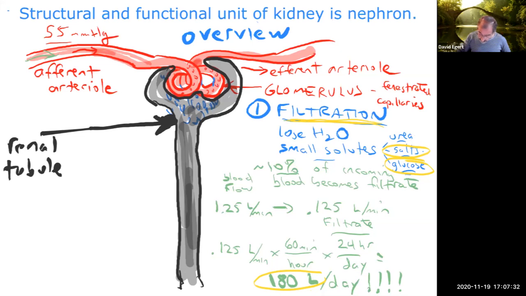This glomerulus, which is capillary beds, the draining is the efferent arteriole. Normally capillary beds don't drain into an arteriole. Normally capillary beds drain into venules. So this efferent arteriole is actually leading into a second capillary bed, what we call the peritubular capillaries.